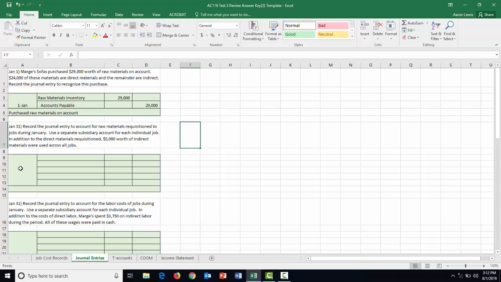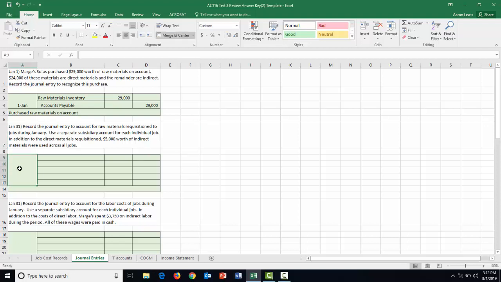Since we are a furniture manufacturer, this could be any small insignificant item that's really hard to track to a particular job. Could be things like upholstery staples, upholstery glue, small wood screws. No one really wants to go through the process of counting how many you use for a job, so you just use them as indirect materials.